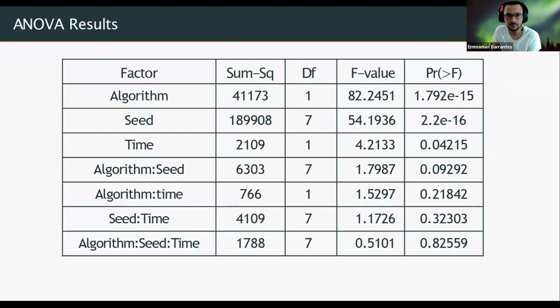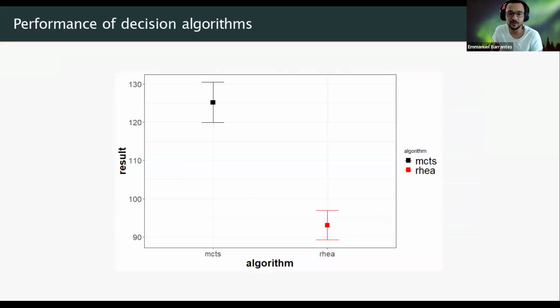rate. This is the table with the ANOVA results. As we can see here, only the factors have a statistically significant difference. Therefore, we only do a post hoc analysis of those three factors. This is the post hoc. For this, we use the graphs of average and error bars.